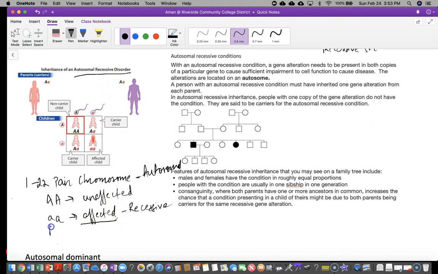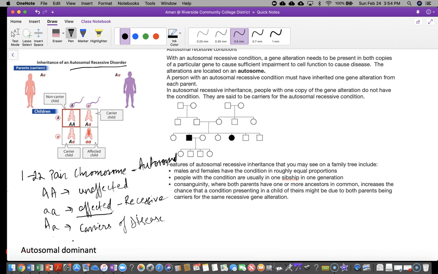Okay, so let's say you've got capital A, small a. Will this person be affected? No, this person is not affected. By that we mean this person is not going to show the symptoms of the disease, but we give them a different name. They're called carriers. They are carriers of the disease because they themselves do not have the disease, but they can give the small a to the next generation, to their kids, and their kids can then ultimately have the disorder. So they themselves are not affected, but they are carriers of that defective gene.